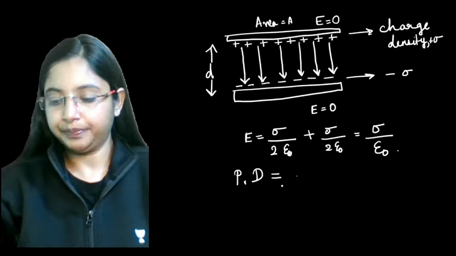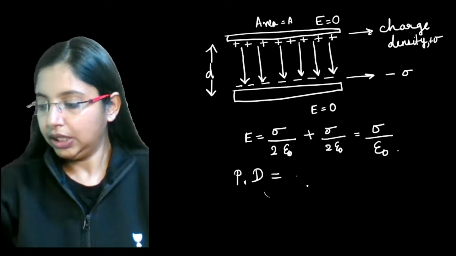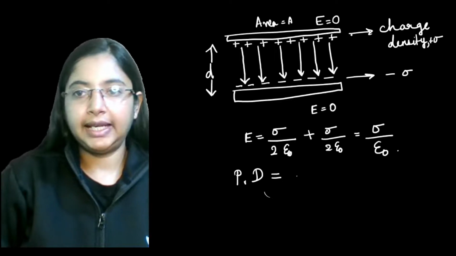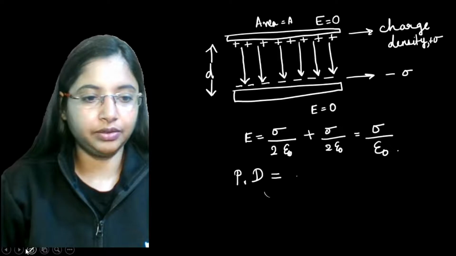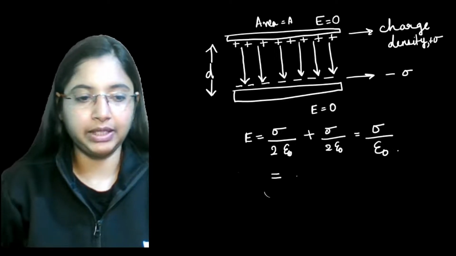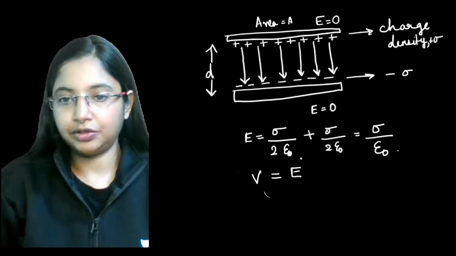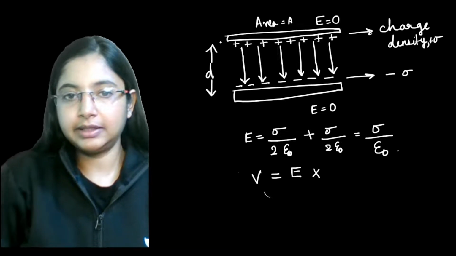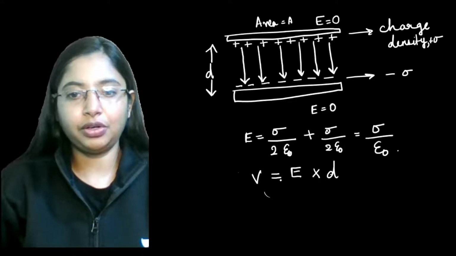Okay. Now this particular potential difference we know, in this case we know the electric field and the distance between the plates. So we can take the potential difference between the plates, that is V. V will be equal to the electric field times the distance between the plates. This basically gives you your relationship.